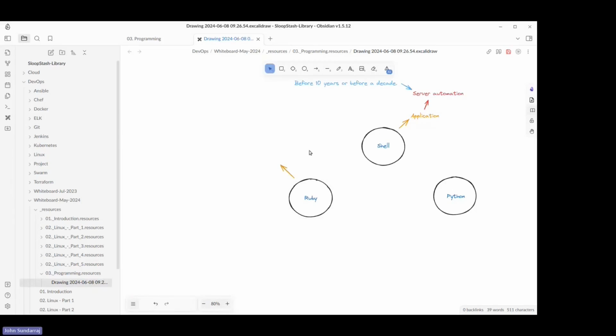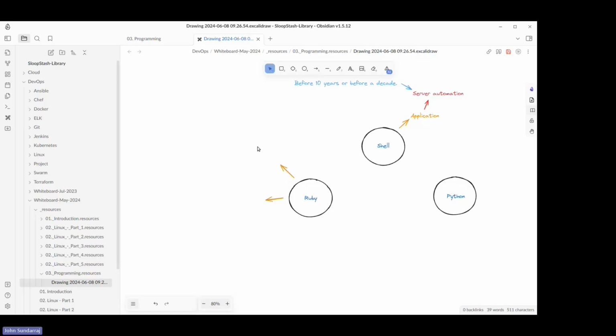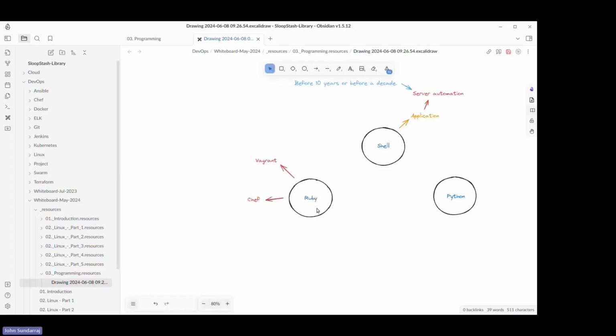So we have tools like Vagrant. We have tools like Chef. These are the tools which actually use the Ruby programming language a lot. Vagrant is one important tool, and Chef is another tool which relies on Ruby. So these are the two tools where Ruby is dominant.